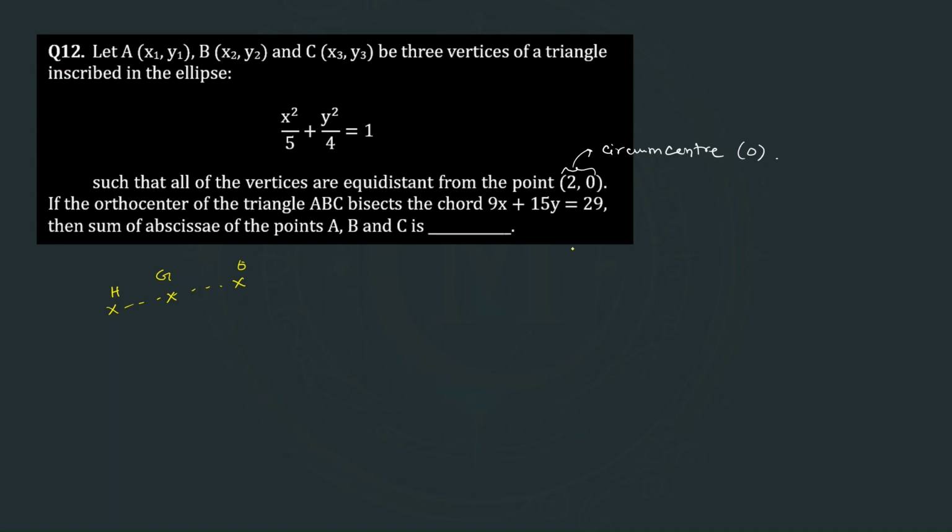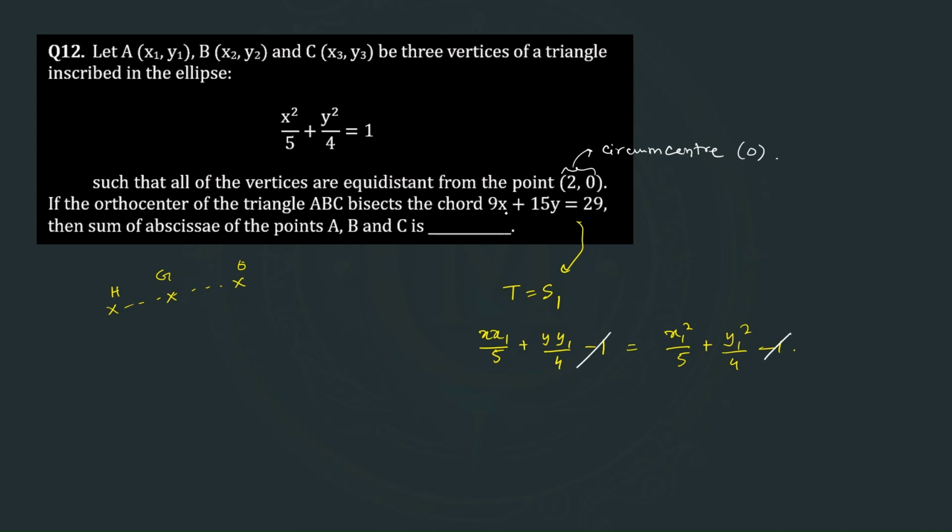Now how to write the equation of a chord of a conic with a given midpoint? We have to simply use T equal to S1. So T will be x1 by 5 plus y1 by 4 minus 1. It is equal to S1, which will be x1 square by 5 plus y1 square by 4 minus 1. So from here this 1 gets cancelled, and this is the equation of the chord.